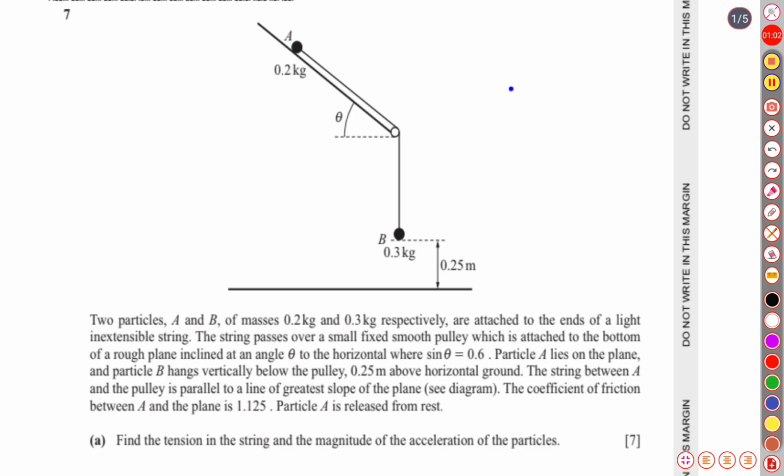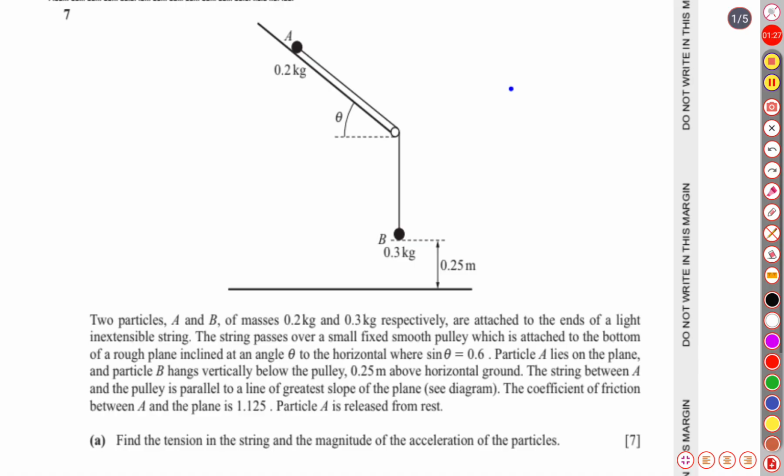The string between A and the pulley is parallel to the line of greatest slope of the plane. The coefficient of friction between A and the plane is 1.125. Particle A is released from rest. Find the tension in the string and the magnitude of the acceleration of the particles.